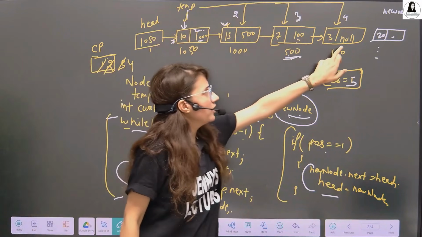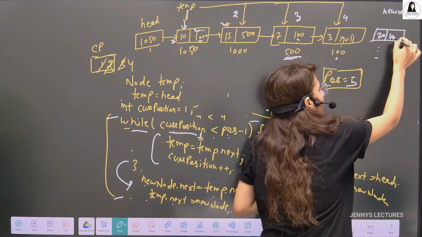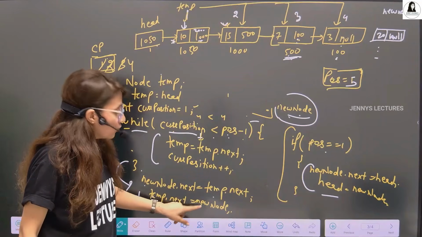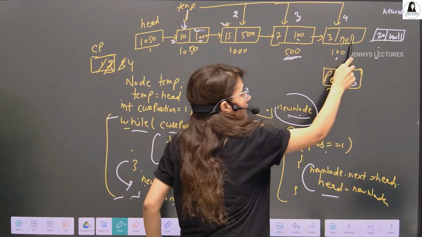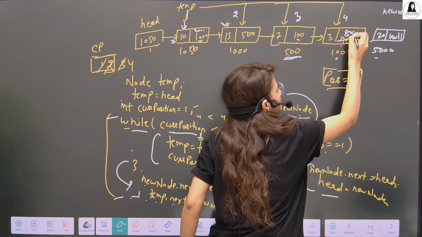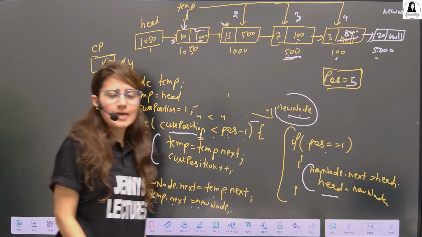In temp dot next right now we are having null. So we will assign here null. It's okay. It will work. Temp dot next is equal to new node. So temp dot next is this. New node will have some address, suppose 5000. So we'll assign here 5000. Yeah, that's exactly we want.